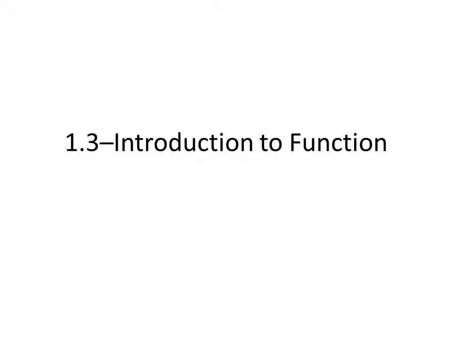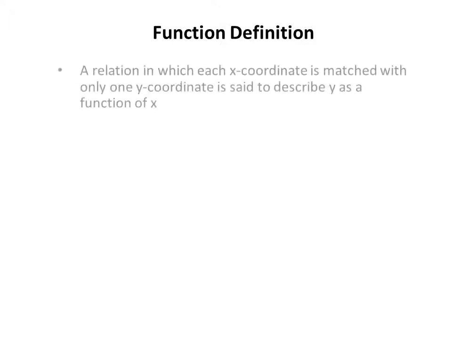As I mentioned, one of the core concepts in college algebra is the function. There are many ways to describe a function. So we're going to first look at the definition of a function. The function definition: a relation in which each x coordinate is matched with only one y coordinate is said to describe y as a function of x. So that means there is only one arrow going from each point in the x-axis to a point in the y-axis. So let's look at this example here.